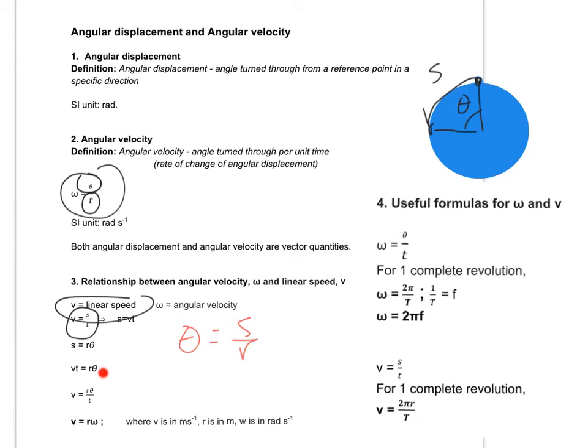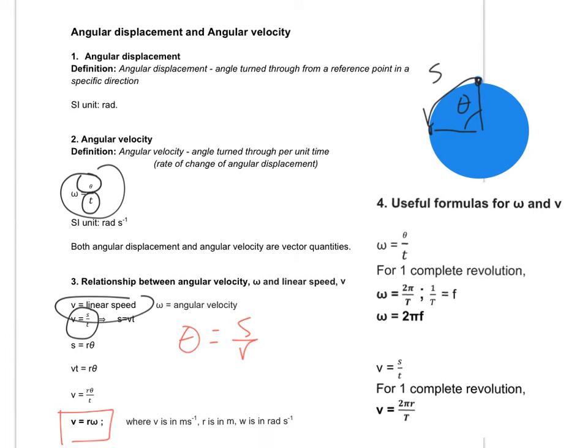Then you bring the t over, then you get v equals r theta over t, and theta over t is omega. So this is the formula v equals r omega, you must know, must memorize. You know why? It enables you to switch from linear speed v to angular velocity omega, or angular velocity to linear speed. So there's a formula to convert.